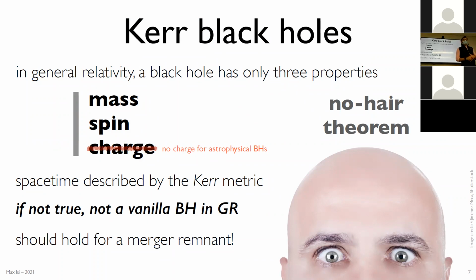describing this geometry. So if this is not true and you need some other new number to describe the space-time of a black hole that is not the mass or the spin, or in theory the charge, then what you're looking at is not a vanilla black hole as we understand it. And this is a restatement of the well-known no-hair theorem. Or if you're a mathematician, it's a no-hair conjecture. Let's be careful.